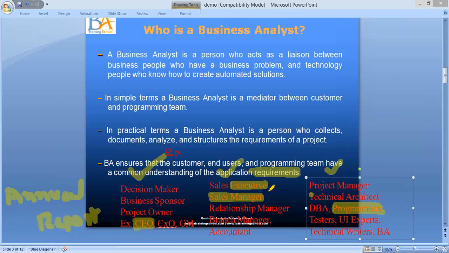Now, if you go to the end user, let's say a sales executive, and ask him what an annual report means for him, the sales executive will say that whatever sales he has acquired during this particular year is the annual report for him. If you go to the sales manager, because his thought process is bigger than the sales executive's, he will say that all the sales acquired by all the team members under him, all the sales executives under him, is the annual report for him. Similarly, the relationship manager will say that all the customers he has retained for that particular year is the annual report for him.